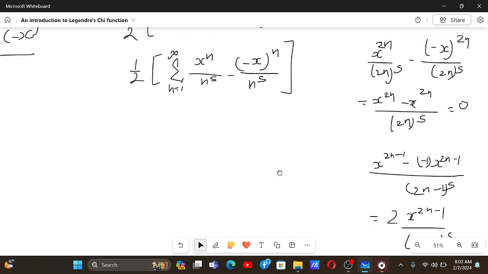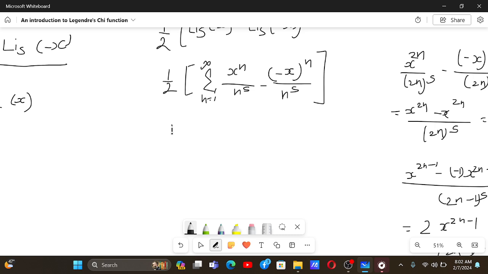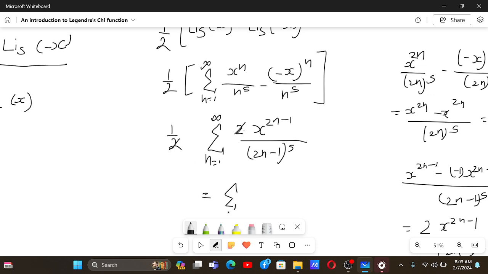If we are clear about that, we know this sum only includes the odd powers and gets cancelled at even powers. So we can write this as 2 times x to the power 2n minus 1 by 2n minus 1 to the power s, and the 2 cancels out. That's why we have the sum from n equals 1 to infinity of x to the power 2n minus 1 by 2n minus 1 to the power s, which is Legendre's chi function.